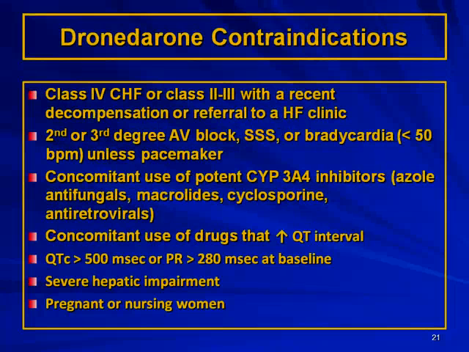Slide 21 reviews the contraindications for dronedarone, and you'll notice we mentioned before class 4 heart failure, or patients with class 2-3 heart failure with a recent episode of decompensation, or who have been referred to a heart failure clinic. Not certain why the heart failure clinic, other than typically they get the sicker patients. But we have patients that live in rural areas that are sick that we'd like to refer to a heart failure clinic and can't because the patient's not willing to travel the distance required.